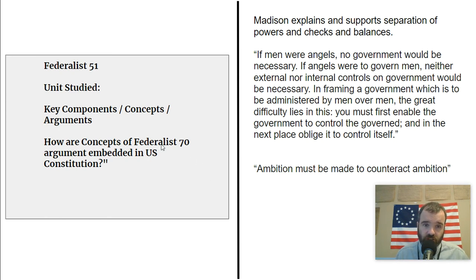I just noticed here, it says Federalist 70. It should say 51. When it asks how concepts of Federalist 51 are embedded in the Constitution, you want to give examples of checks and balances. You want to be able to give examples of the different powers that each of the three branches have. They're embedded all over the place. They're woven into the fabric of the document. So the Constitution and Federalist 51 are documents we need to know.